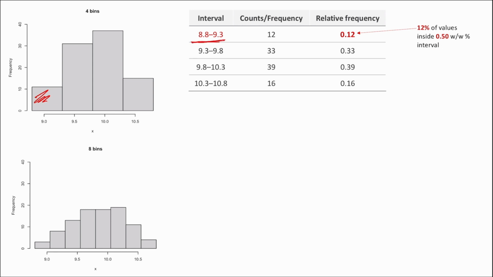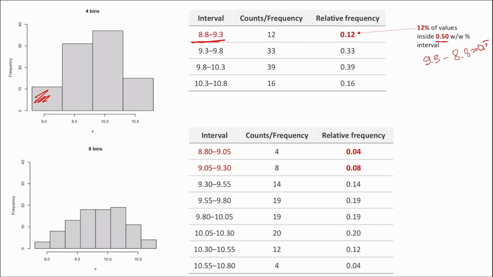And you can see that the left boundary of this bin is 8.8 weight percent, and the right boundary is 9.3 weight percent, right? So it means that the size of this bin is 0.5. That's exactly 9.3 minus 8.8. It gives you 0.5, right? So this is the size of this bin.